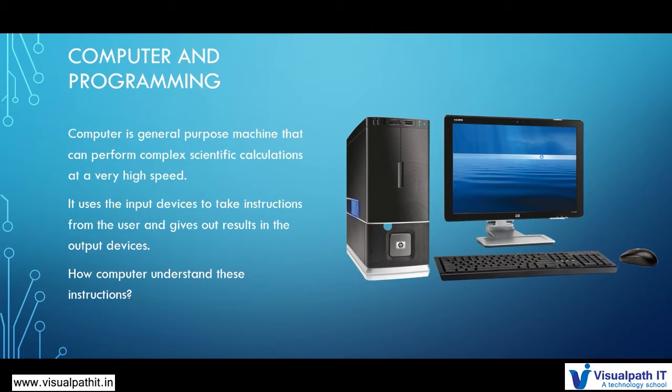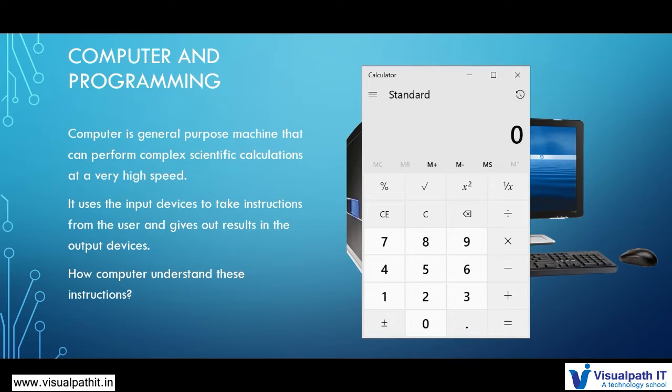For example, a calculator. When we give some input like 8 minus 5, it will give us the output as 3. So a set of instructions is going inside the calculator and it's giving us the output.